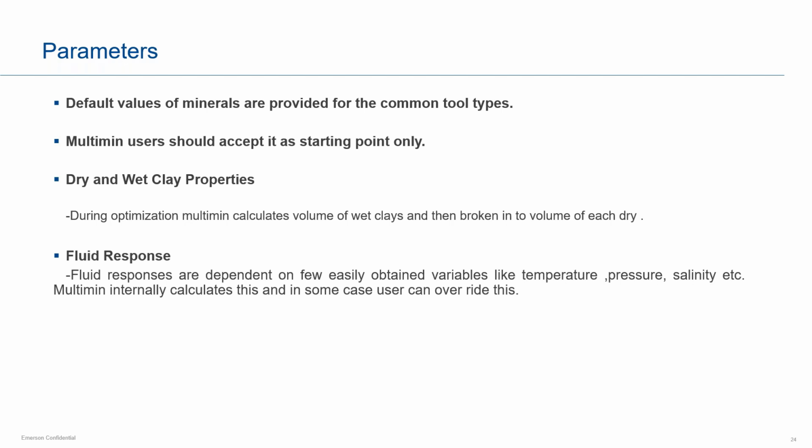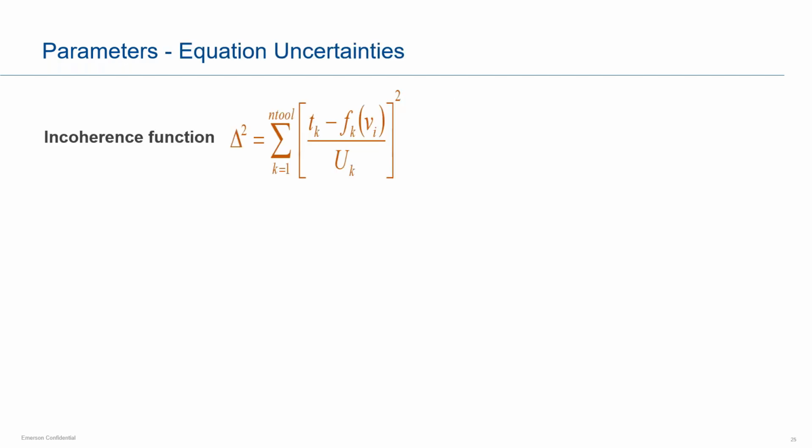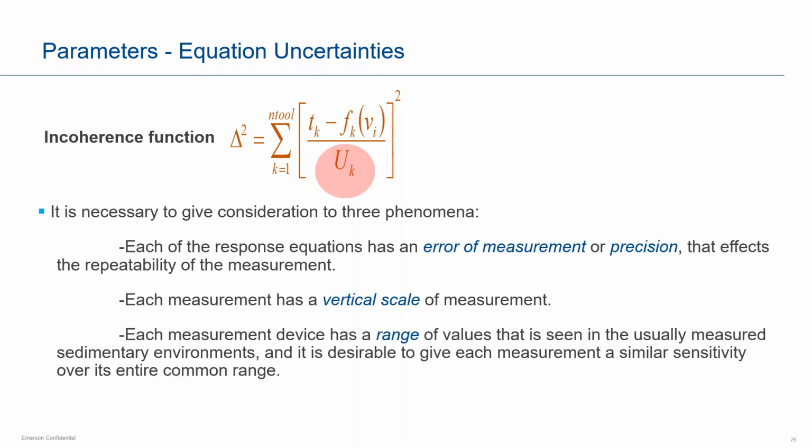For fluid properties, the fluid response is mostly dependent upon temperature, pressure, and salinity. This is calculated internally, and sometimes if the user wants to give his own value, we can override it also. Another critical parameter is the equation uncertainty. The mathematical objective of an equation uncertainty is to provide equal weightage to all the response equations. However, it is important to give consideration to three phenomena when you adjust this uncertainty value, and this is important when you are building a good Multimin model.